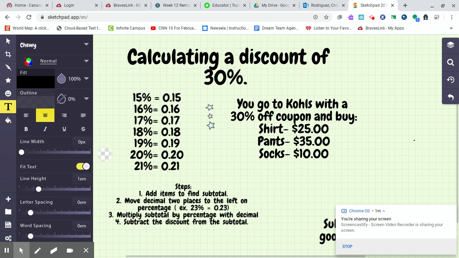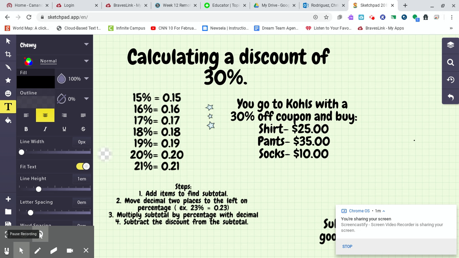So really, I was looking at the steps, and the steps for finding a discount are Max. Got to be careful, buddy. Can't swing while your brother's right there. Sorry.